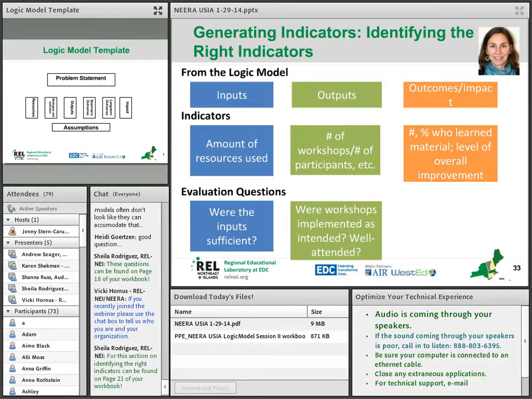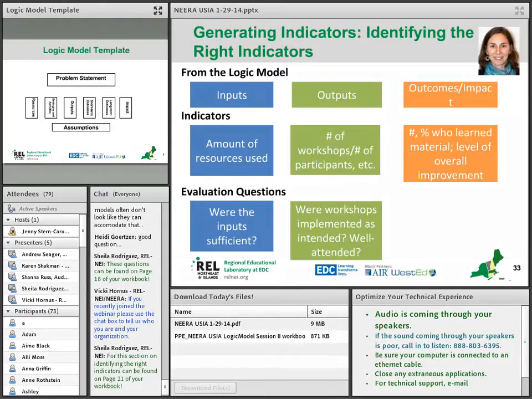And therefore, evaluation questions associated with the outputs, which are the strategies, activities, and outputs section of the logic model, would really be about the degree to which implementation occurred as desired, and whether or not attendance was appropriate. Did we reach the people we intended to reach?